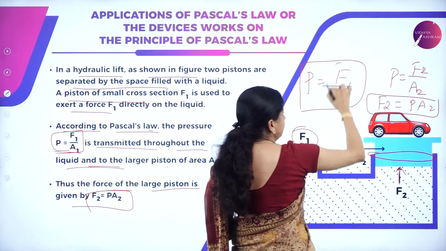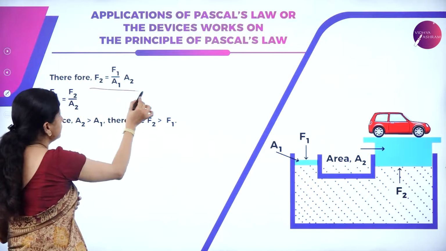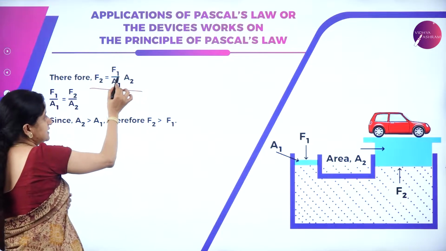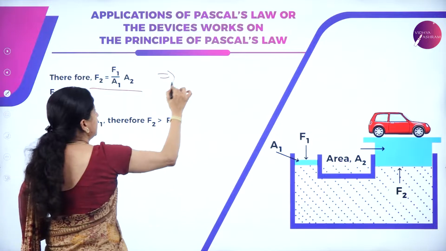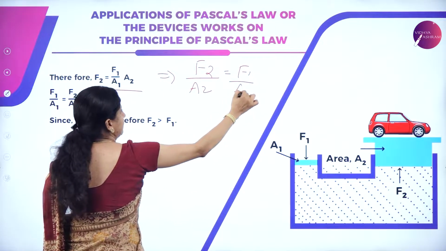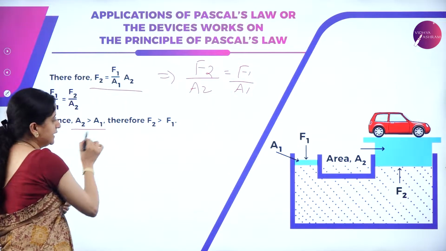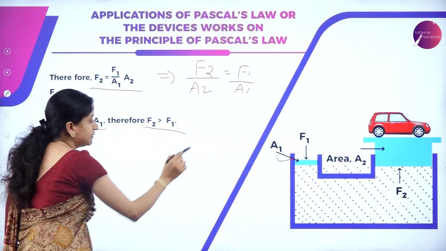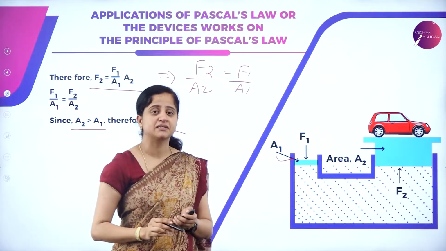But what is P? We know P is F1 by A1. Let us substitute that. So we get F2 is equal to F1 by A1 into A2. Or we can bring A2 to the other side, so we get F2 divided by A2 is equal to F1 divided by A1. Since the area of cross section A2 is greater than the area of cross section of piston P1, the force applied by the fluid must be greater than the force applied externally on the piston P1.